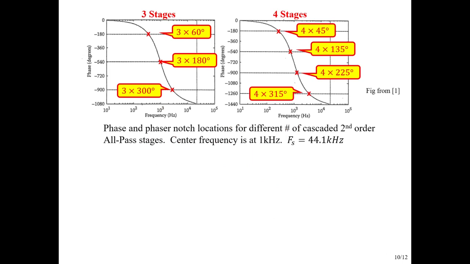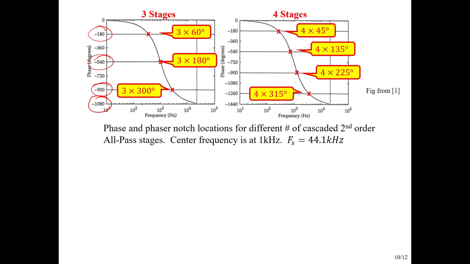So now with 3 stages, we see that the maximum phase that we can get is 1,080 degrees. And we can find the various odd integer multiples of 180. So here's the 1, integer 1, here's the integer 2, and here's the integer 3. So that gives us those 3 positions. So 3 stages will give us 3 notches.